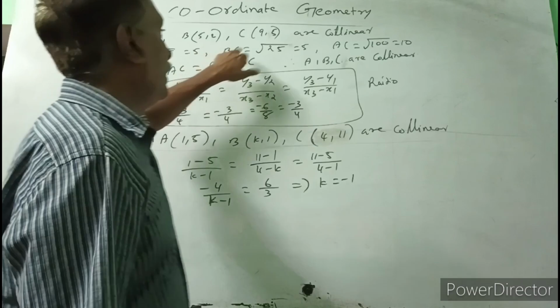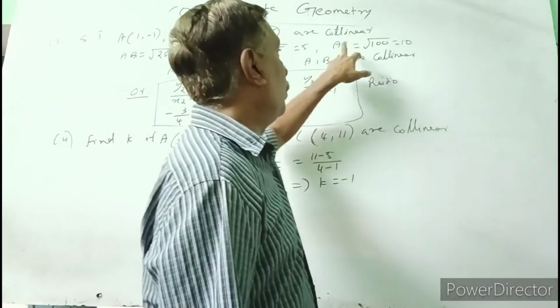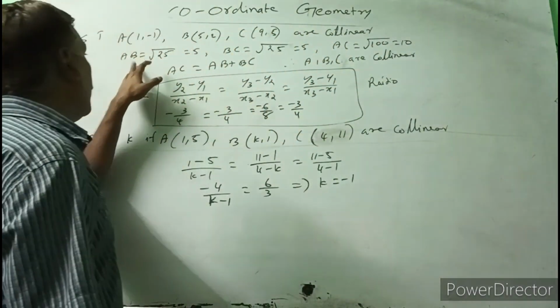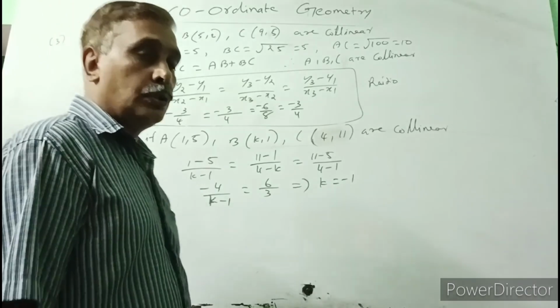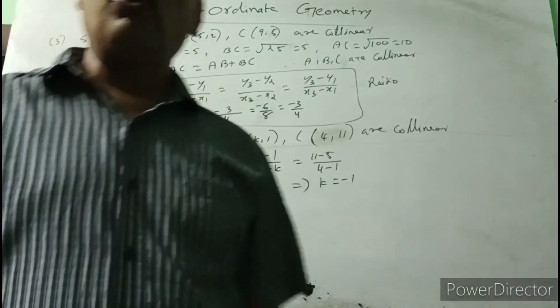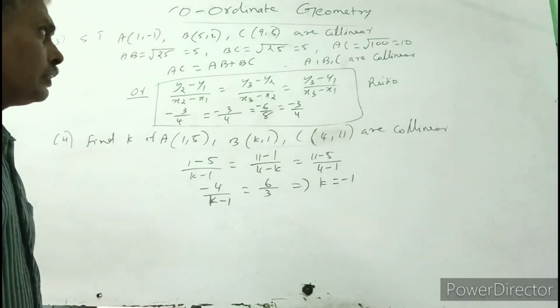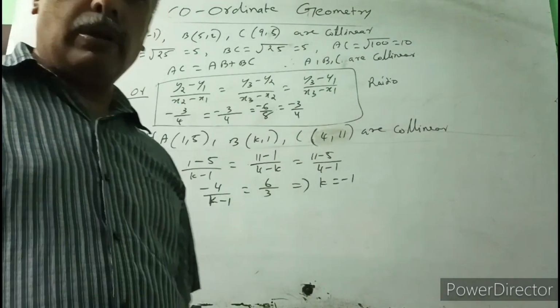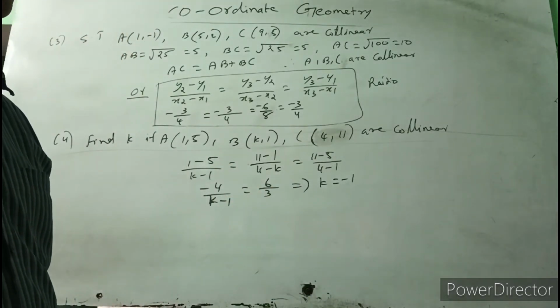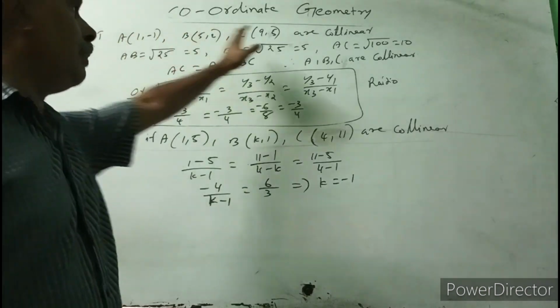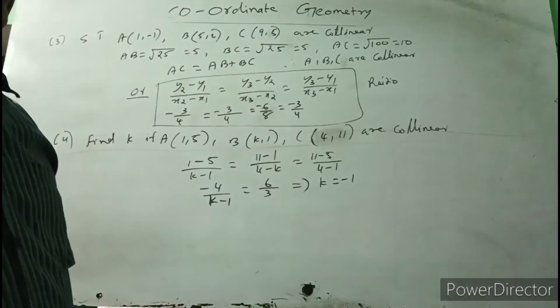Here you see AB I got 5, BC also 5, AC is 10. So you may see that AC equals AB plus BC. So we can say the points are collinear. If they are not collinear, then you cannot add and get the third. Similarly, to prove a triangle is equilateral or isosceles, all that you will see by this distance formula method.